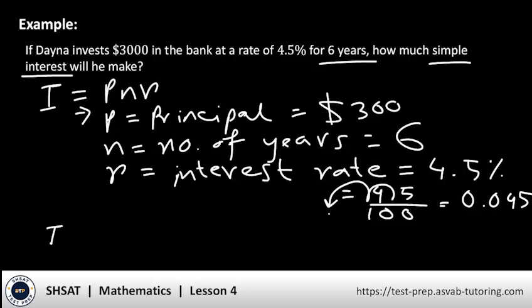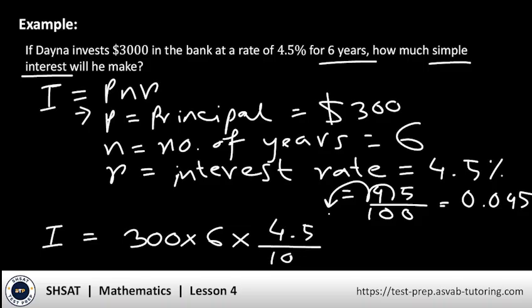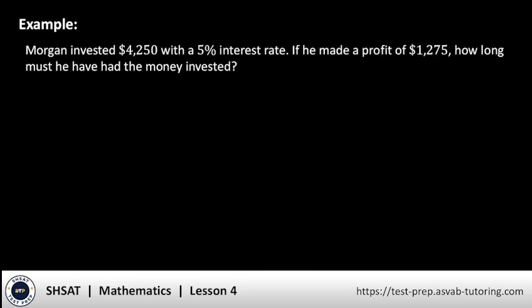Okay, so now what? Now if we want to know the value for I, interest, it's going to be PNR. So 3,000 times 6 times, you could also write, by the way, you could also keep 4.5 over 100 as it is, so that you can now cancel out these zeros. See? So it depends on what you want to do, okay? And then you're going to do 18 times 4.5. So if you do the math completely, your final answer is going to be $810, all right? Let's now move on to the next question.